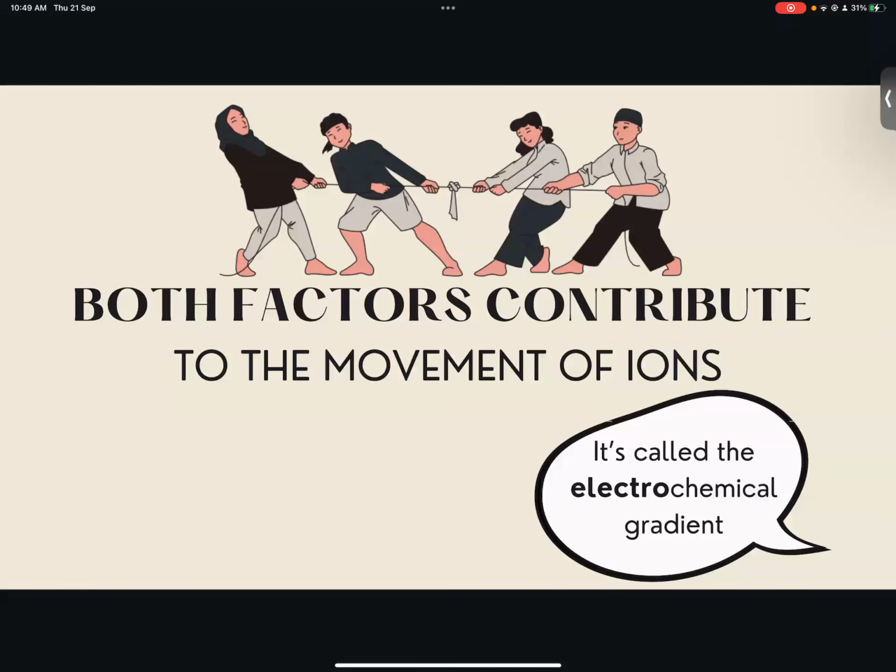This gradient, we're going to take the electric gradient and the chemical gradient, and we're going to put them together. We're going to call it the electrochemical gradient. And that's what grants movement of these ions from the extracellular fluid to the intracellular fluid, and so on and so forth, and vice versa.